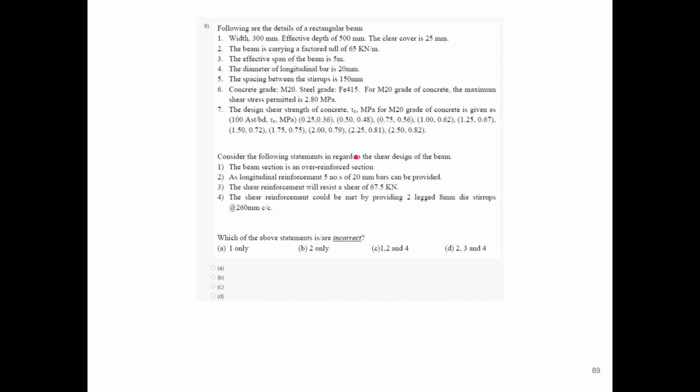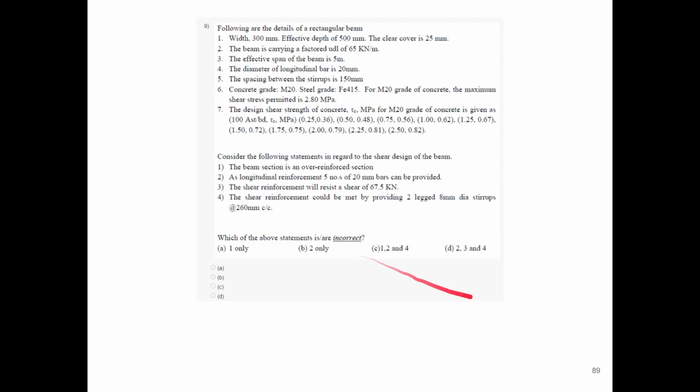So consider the following statements in regard to the shear design of the beam. The beam section is an over-reinforced section. As longitudinal reinforcement, 5 numbers of 20 mm bars can be provided. The shear reinforcement will resist a shear of 7.5 kilonewton. The shear reinforcement will be met by providing two-legged 8 mm diameter stirrups at 260 mm center to center. Which of the above statements is incorrect?